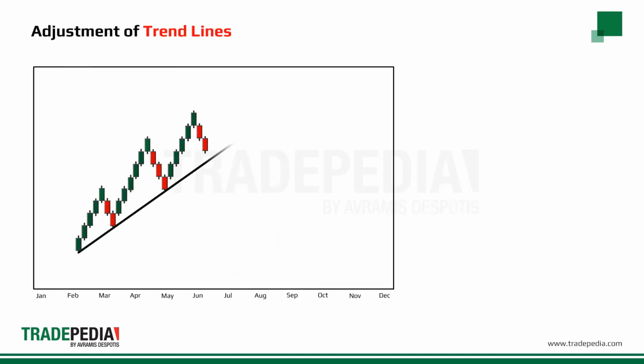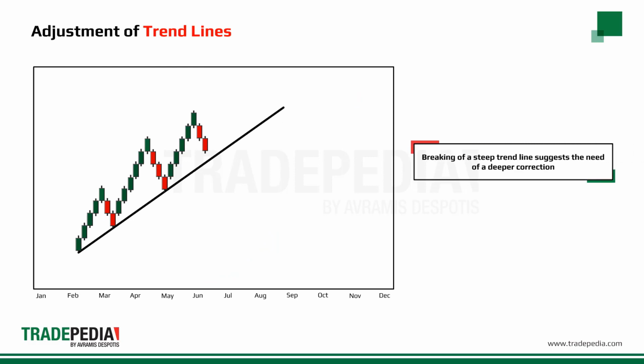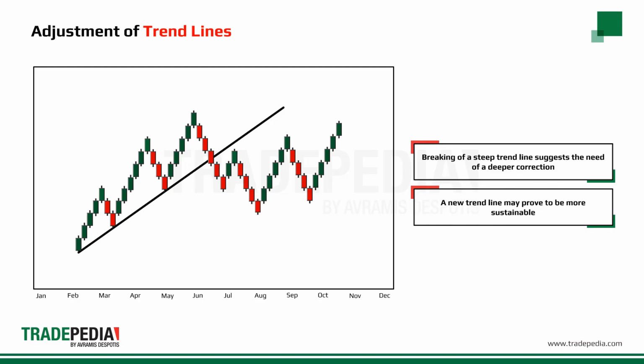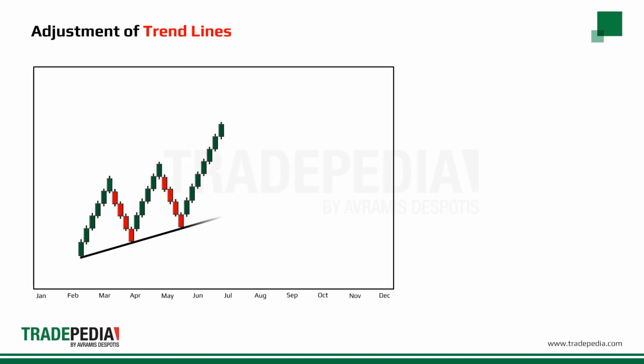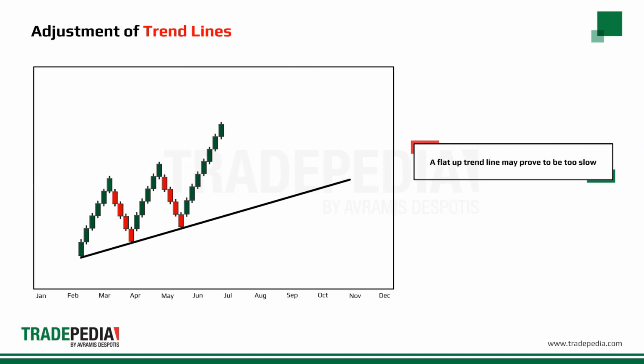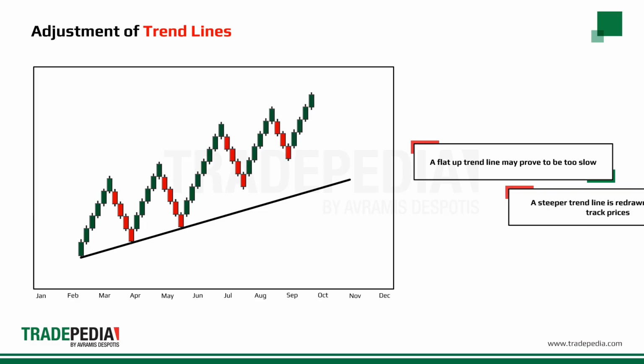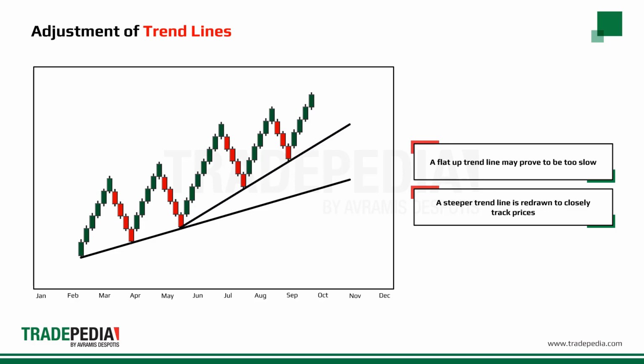Trend lines can and should be adjusted when needed. Breaking of a steep trend line suggests the need of a deeper price correction. A new, slower trend line may prove to be more sustainable. In many cases, a flat uptrend line may prove to be too slow to follow the increased bullish price momentum. So a steeper trend line should be redrawn to closely track the accelerated move.